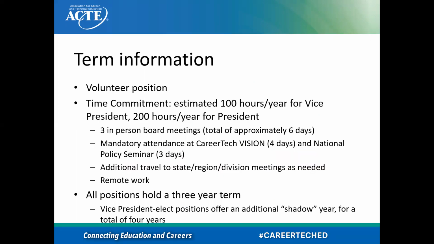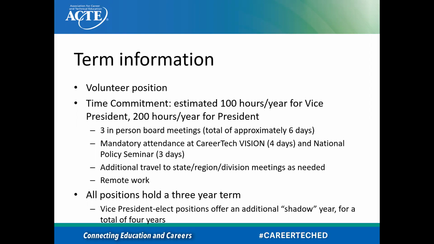The positions that are available in the ACTE Board of Directors election are the vice president positions and the president positions. These are all volunteer positions and require an estimated 100 hours for vice presidents and an estimated 200 hours for our president position. There are 3 in-person board meetings each year, and it is required that you attend Career Tech Vision as well as the National Policy Seminar. Additional travel may be required to associated meetings as well as remote work over computer or phone.